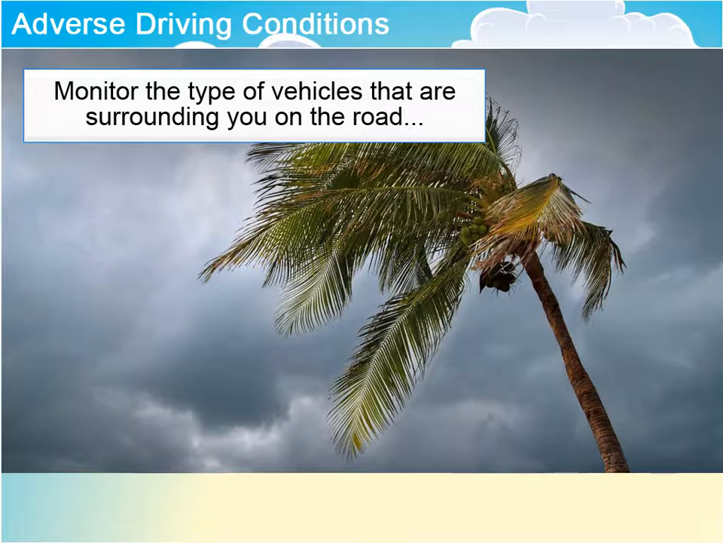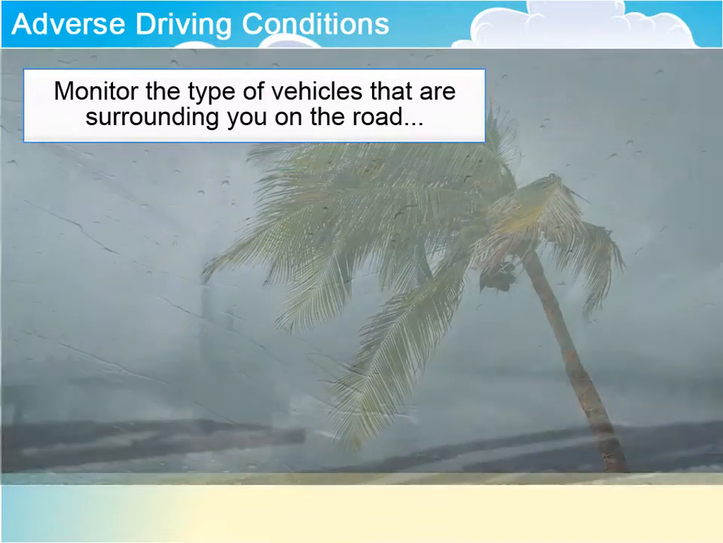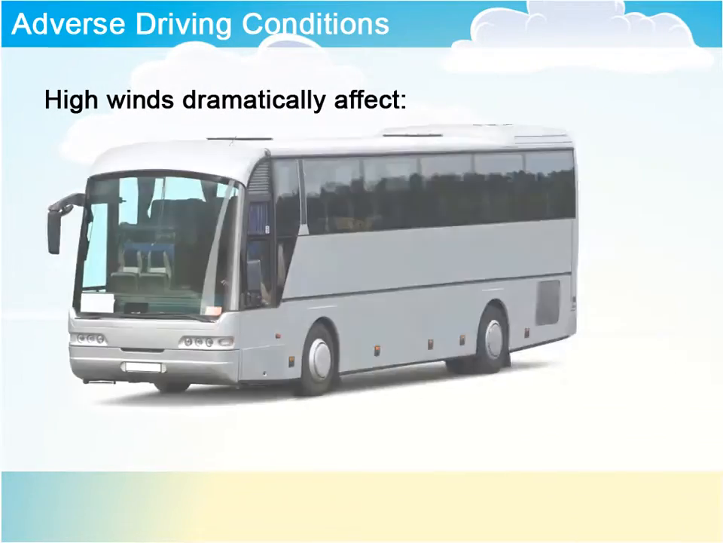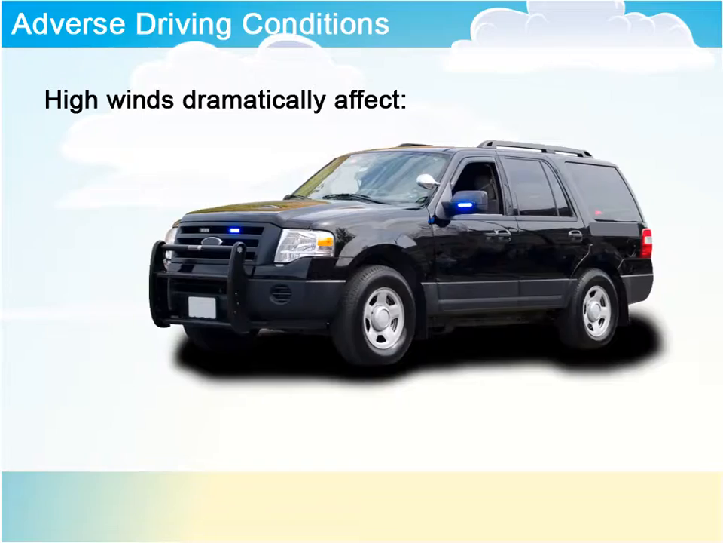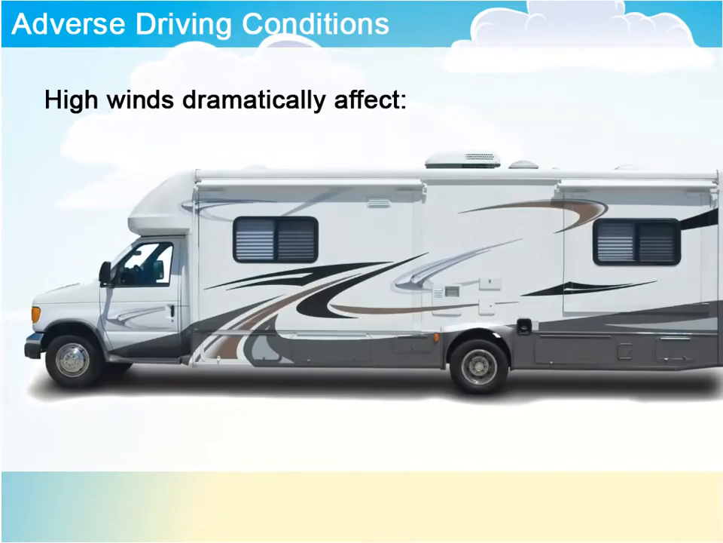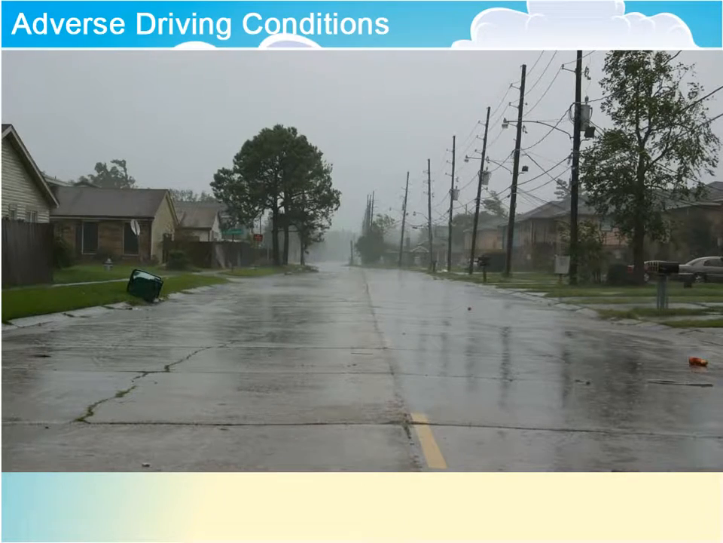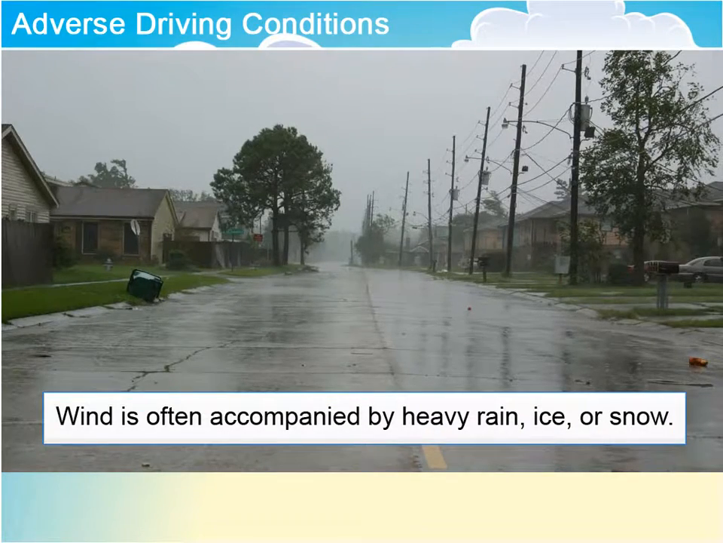Monitor the type of vehicles that are surrounding you on the road. Some are far more susceptible to wind than your vehicle. High winds dramatically affect buses, trucks, SUVs, recreational vehicles, campers, and trailers in an adverse manner. You may encounter slippery roads because wind is often accompanied by heavy rain, ice, or snow.